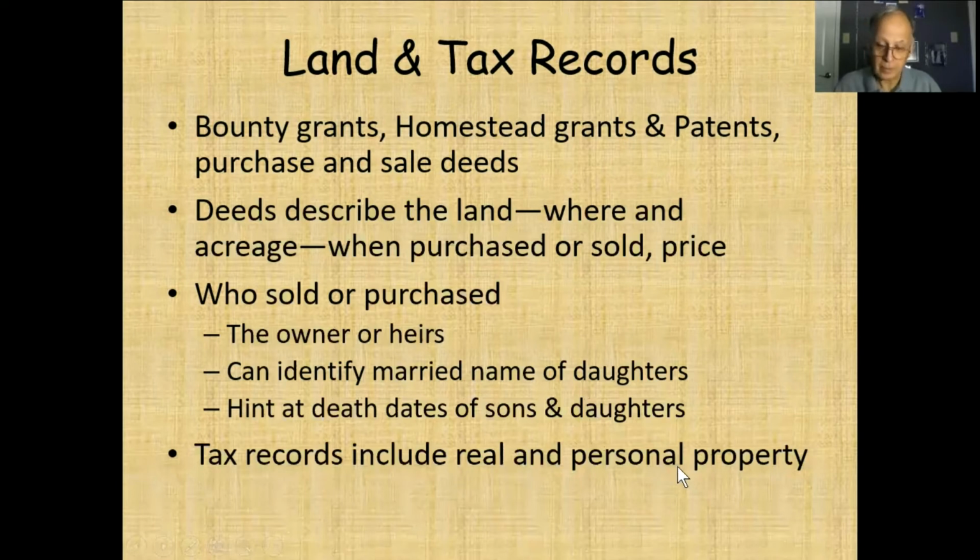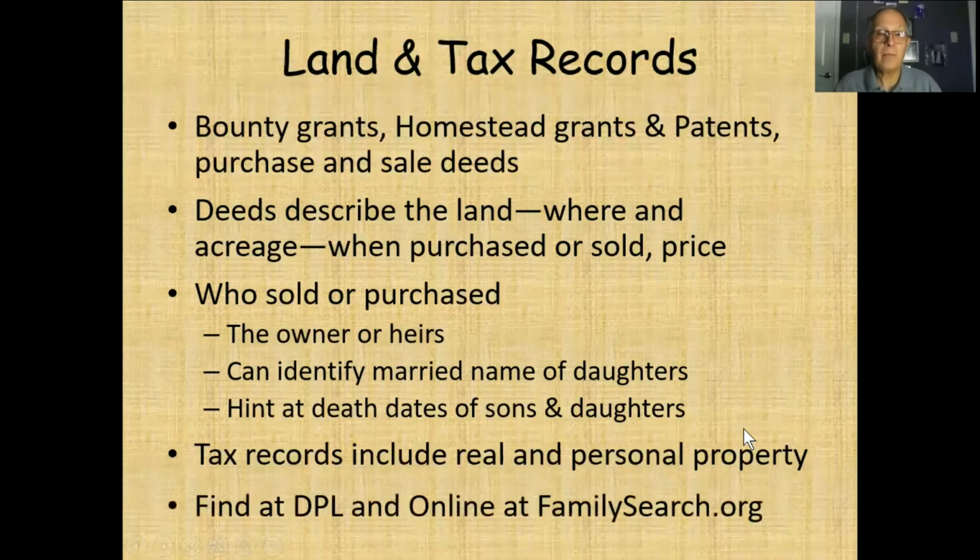And through 1865, in the South, many were slave owners, and there was a column for Negroes. So they will indicate how many slaves they owned and the value of them. You can find these at the Dallas Public Library for at least Dallas County and quite a few other counties, and online at familysearch.org.